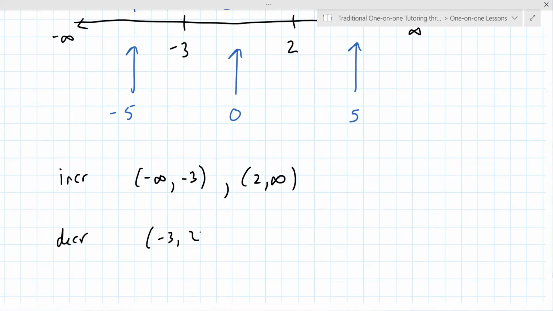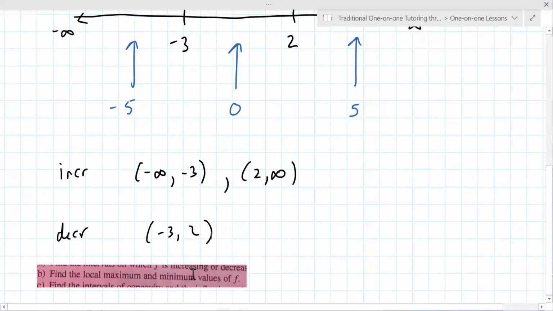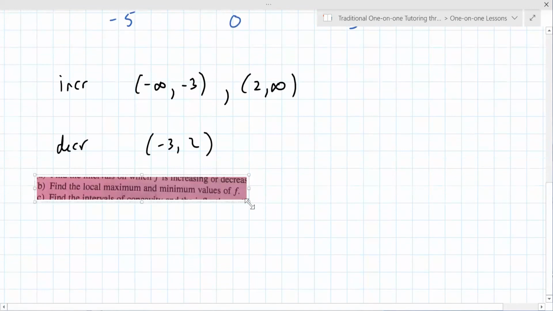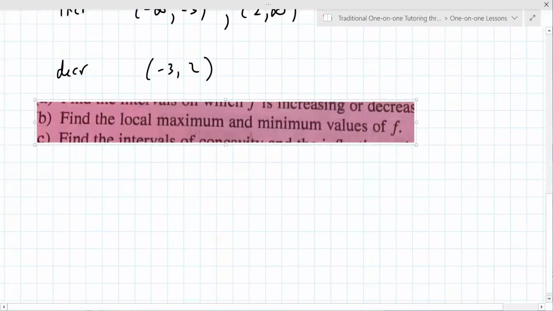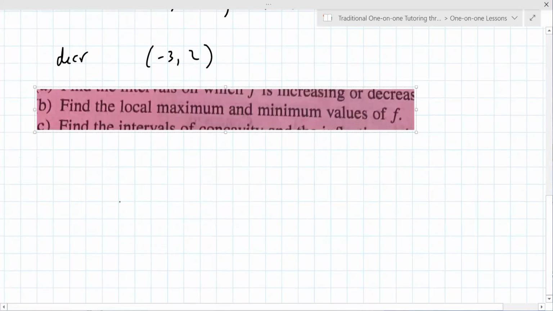All right. So now part B is to find, and I'll snip this in because it's a little bit harder, the local max and local min. To find the local max and the local min, we first have to give you some definitions. If it's going from increasing to decreasing, this corresponds to a max.